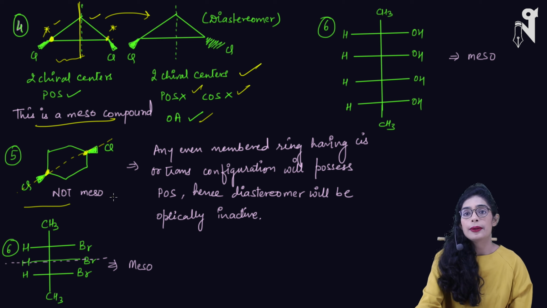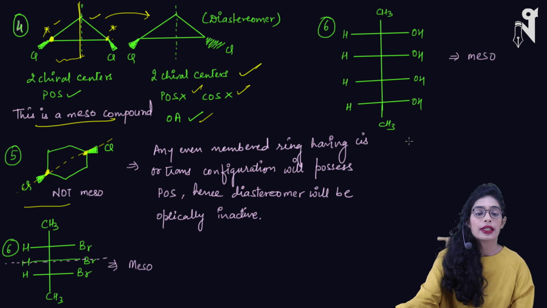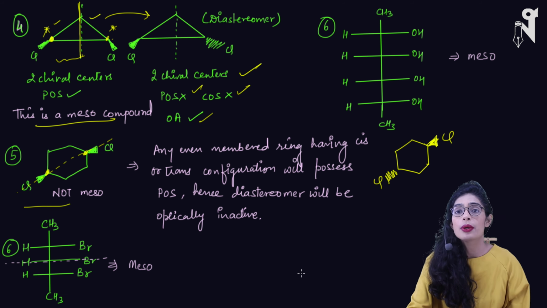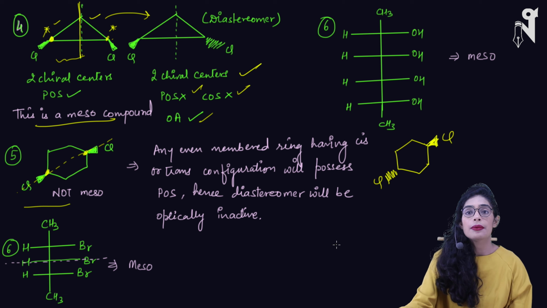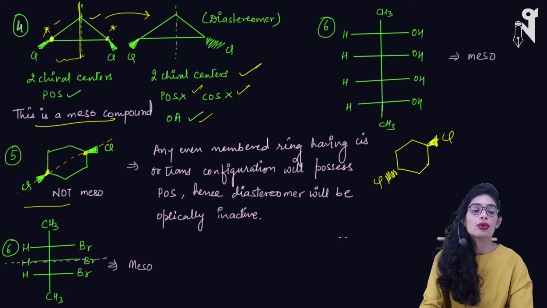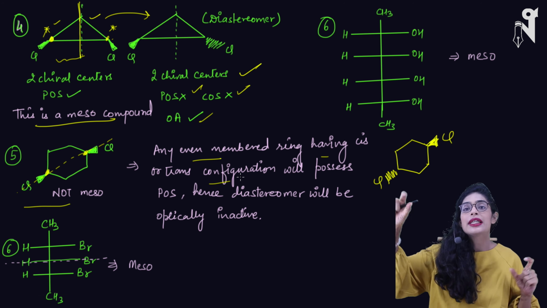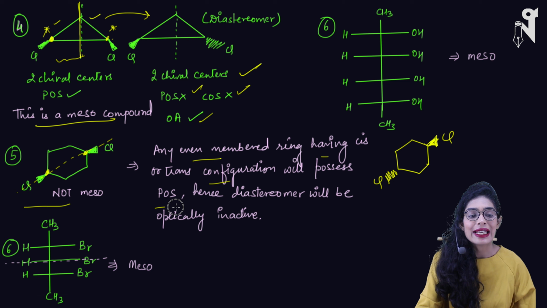I'll draw its diastereomer. What kind of diastereomer can I get from this? I can get this kind of diastereomer, when I change the configuration of one chlorine. This is the diastereomer. But will this diastereomer be optically active? I don't know whether you remember this or not, but when we were talking about optical activity, at that time I told you any even membered ring, no matter it is having a cis conformation or trans conformation, when the same groups are in completely opposite directions, it will possess at least POS.